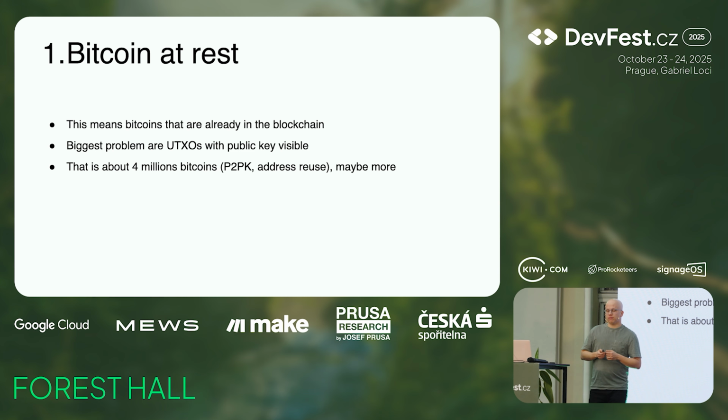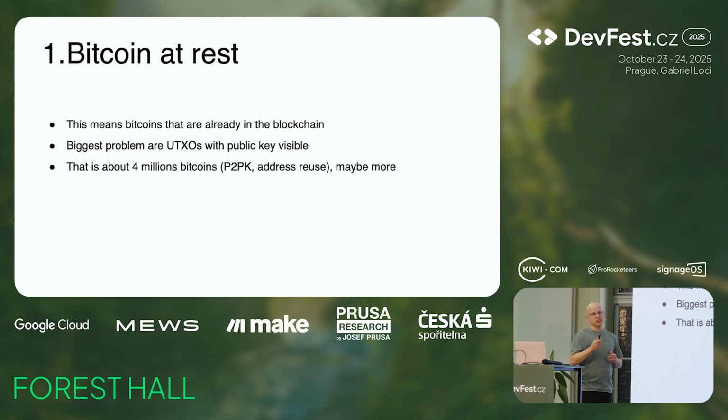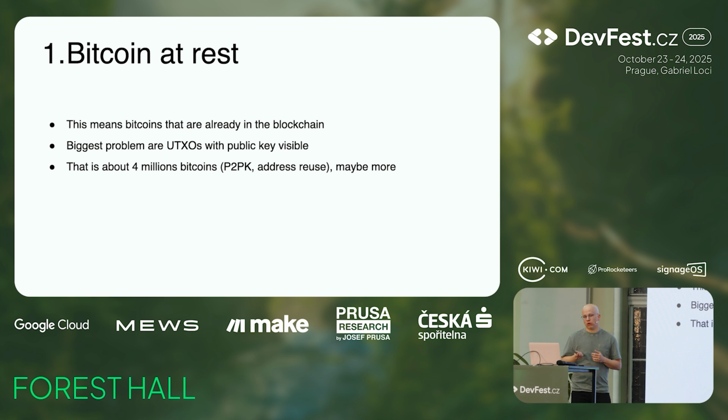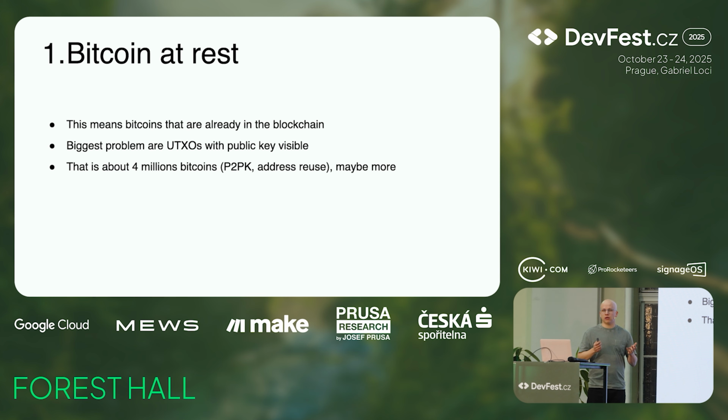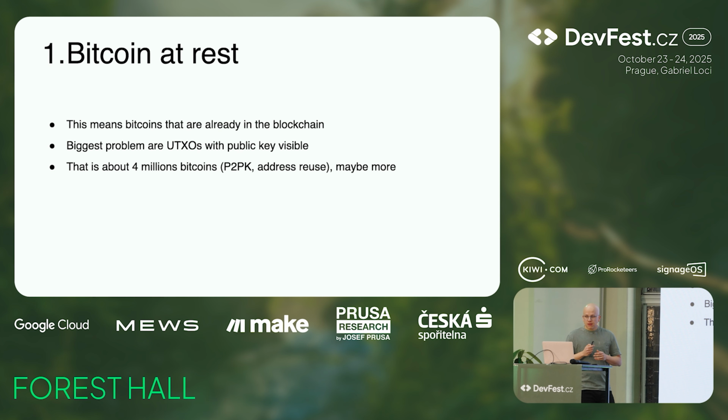And there's an estimate that there are at least, probably more, 4 million Bitcoins that have the public key available. It's usually those coins from Satoshi Nakamoto, the inventor, from the beginning, right? Because these were never spent, so they just lie around there, and they are basically vulnerable to this.